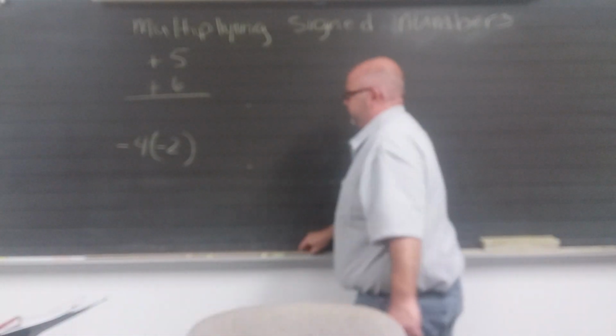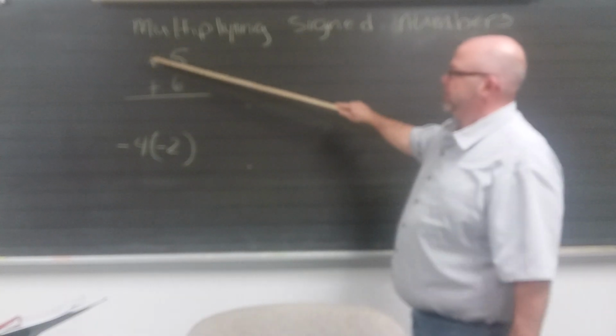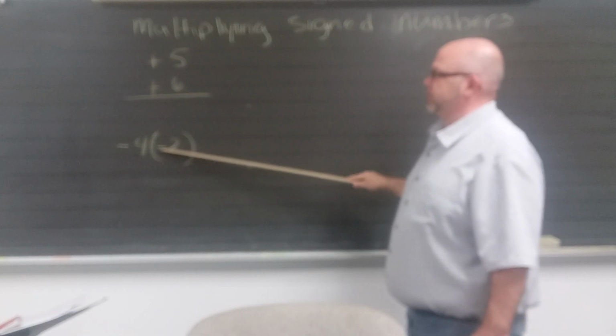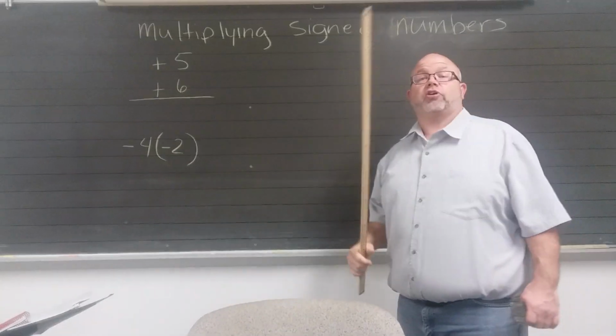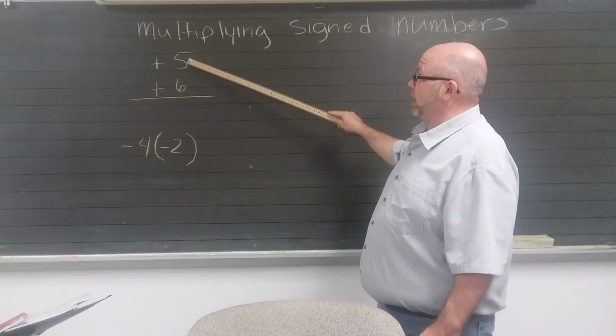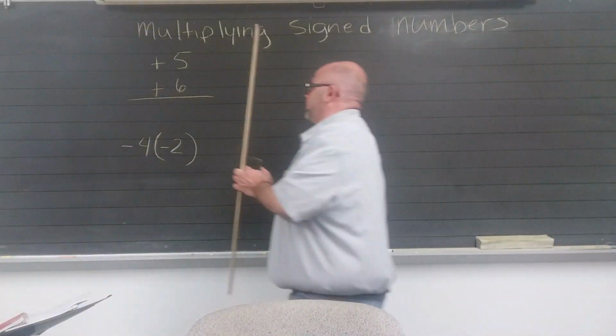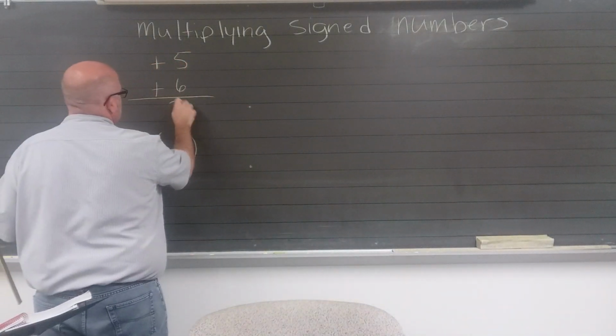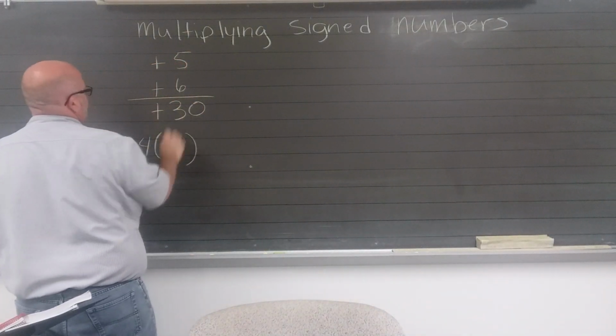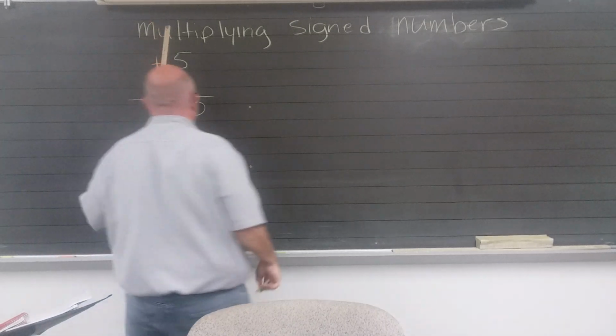See these, if the signs are the same, you have a plus and a plus, a minus and a minus. If the signs are the same, you multiply. 5 times 6 is 30. And it is positive. 4 times 2 is 8. And that is positive. Listen to me. Okay? If the signs are the same, the answer is positive.